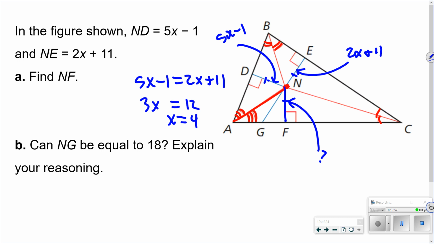So I'm going to plug 4 back into these. If I plug 4 into there, it'd be 5 times 4 is 20 minus 1 is 19. Right? 2 times 4 is 8 plus 11 is 19. So this is 19, 19. This one has to be 19 also because those are all congruent. They're all the same distance from the sides.